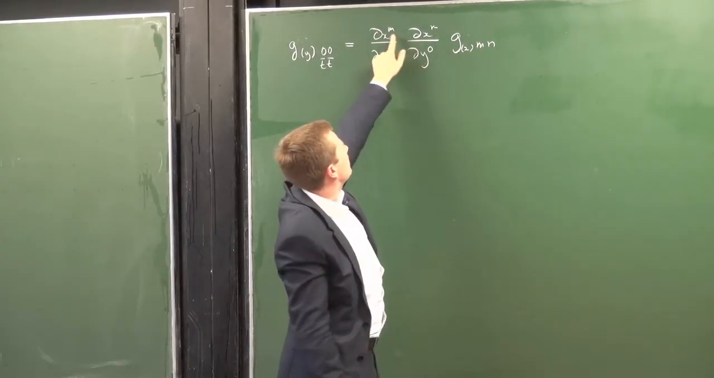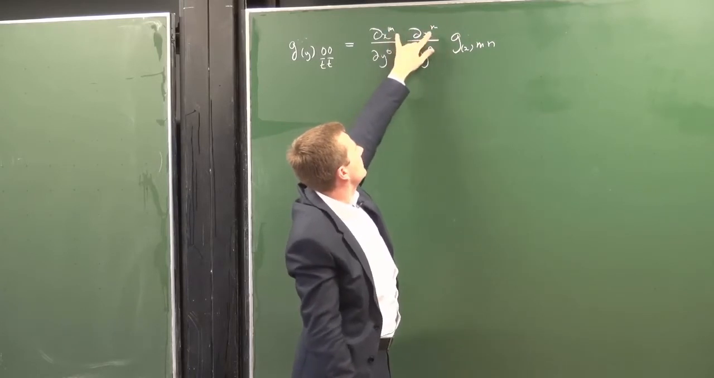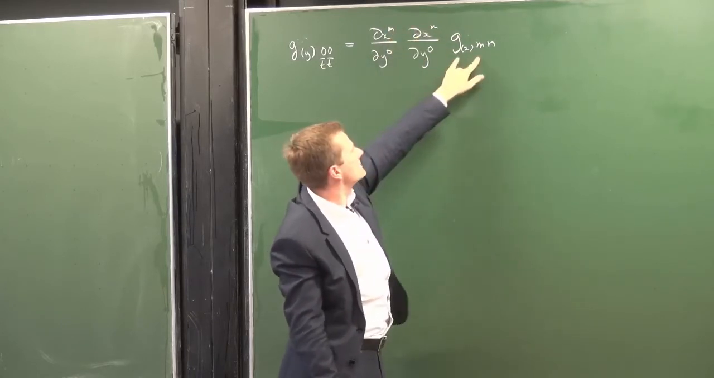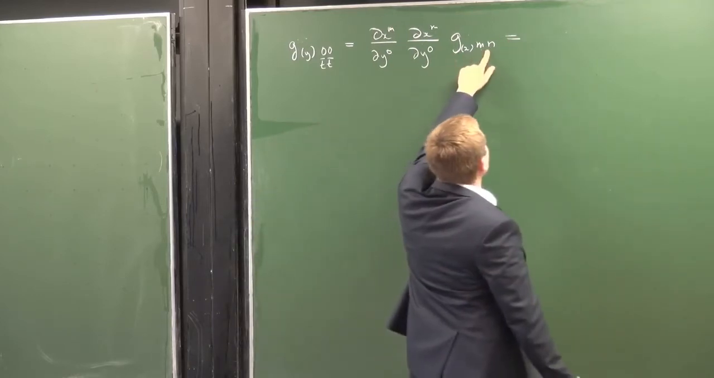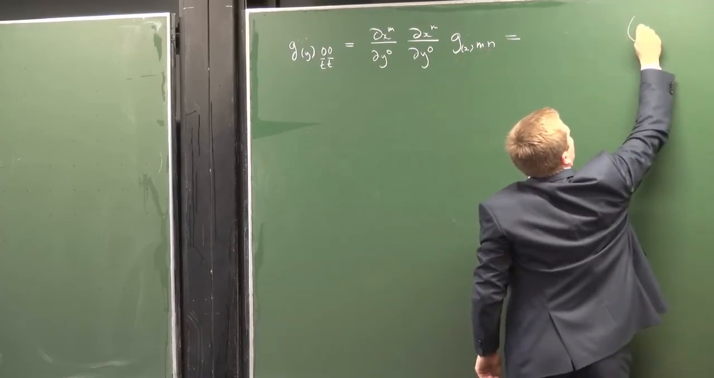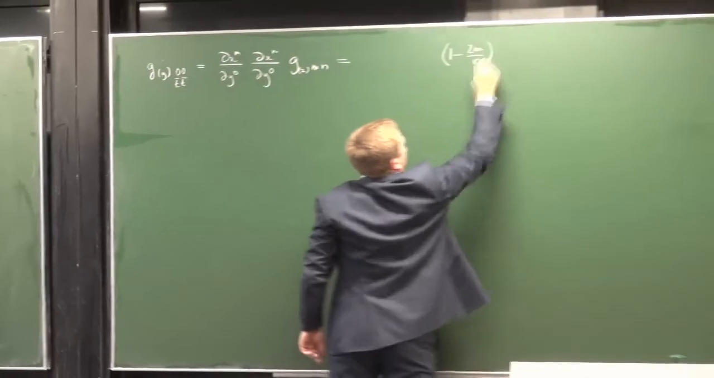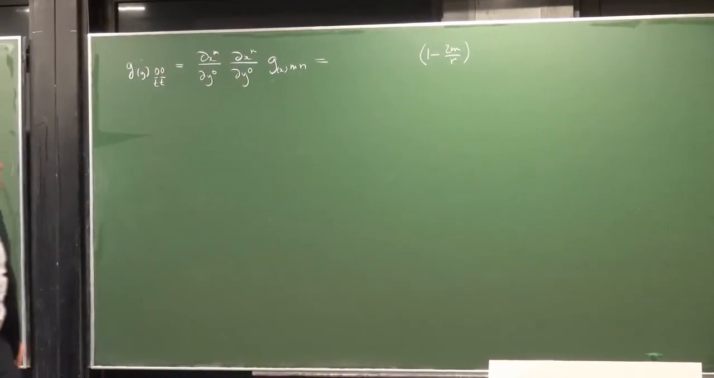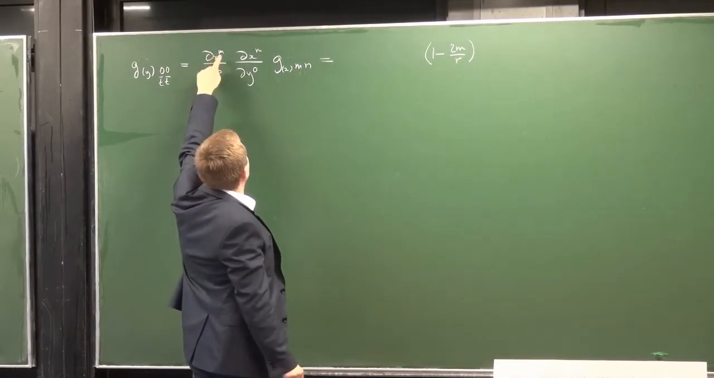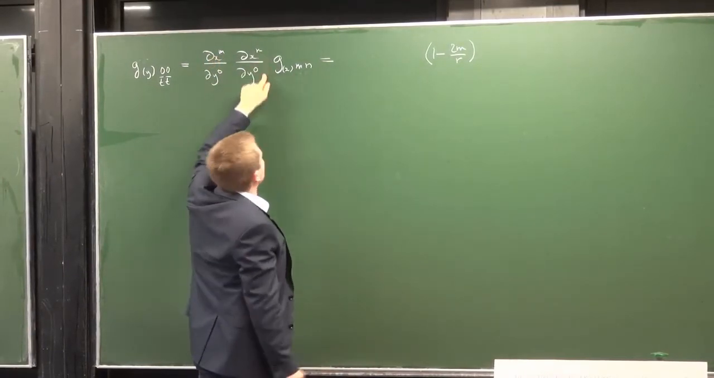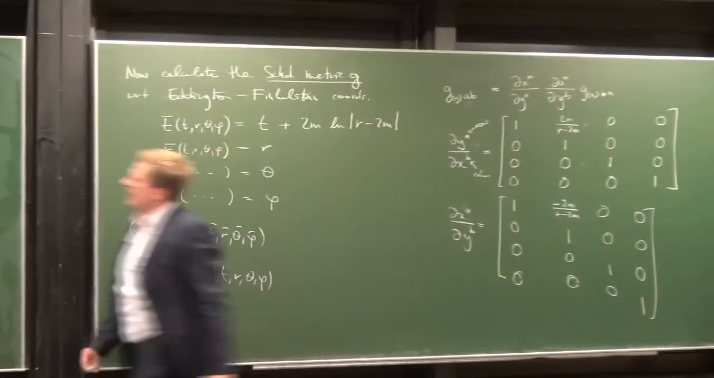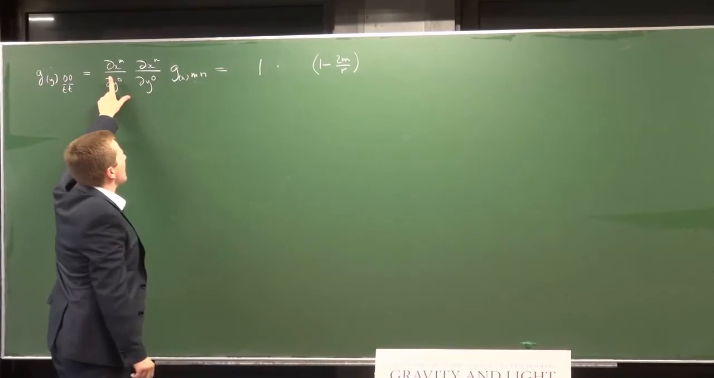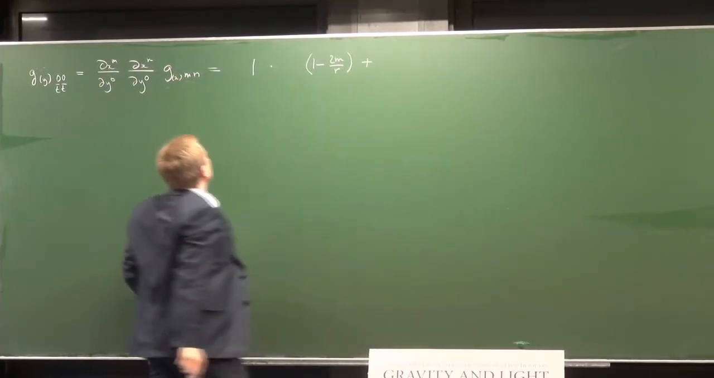So we only need to check for m equals n: 0, 0, 1, 1, 2, 2, 3, 3. And we always have to write this here. So let's do this. We start with G0,0 here. The G0,0 is 1 minus 2m over r in Schwarzschild coordinates. You agree? That's the G0,0 in the Schwarzschild coordinates. And we multiply by dx0 by dy0, squared. So the thing squared, dx0 by dy0 is a 1 squared is a 1. 1 times. Now comes plus. Why plus? Well, it's the summation convention. There must be a plus.